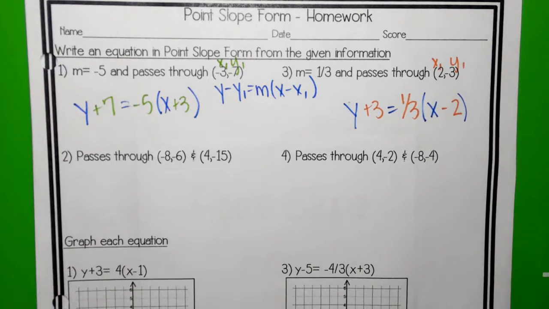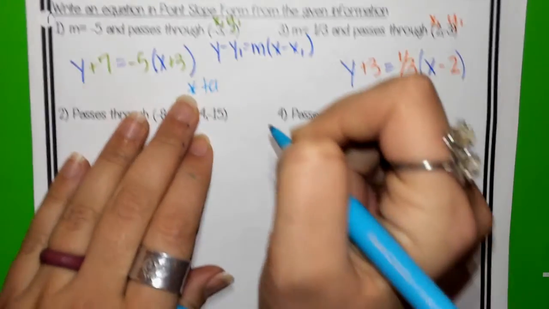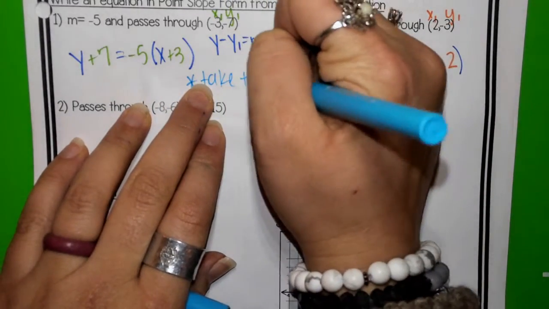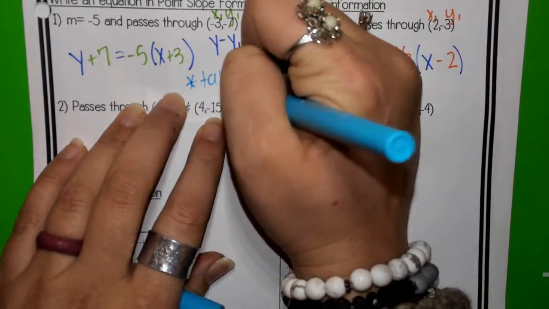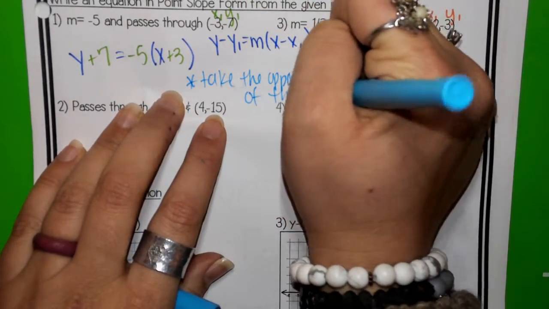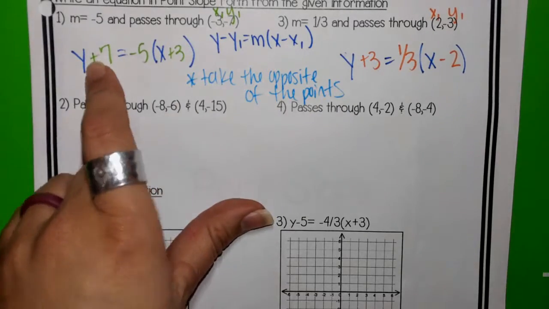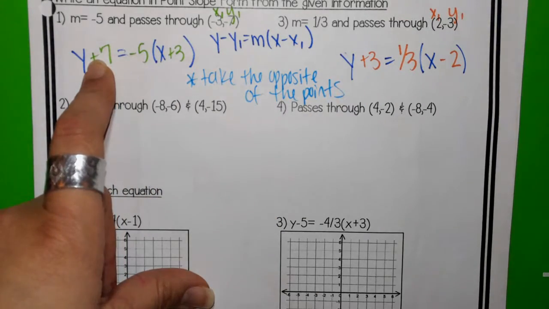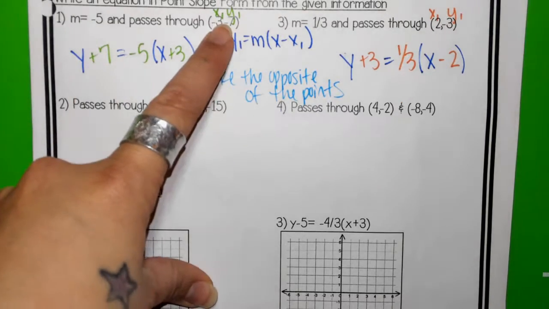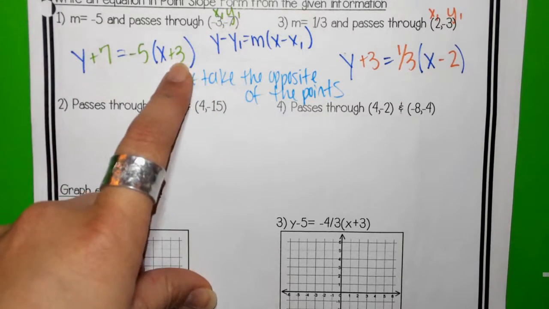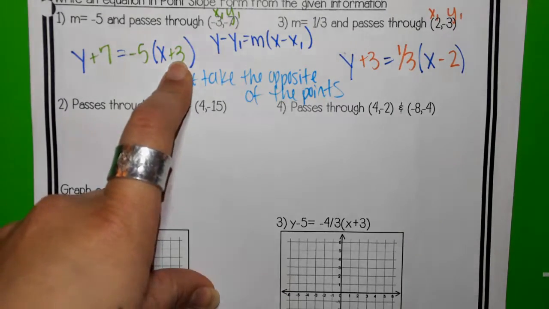All right, so let's make a note right here that says take the opposite of the points. So if I gave you a positive 3 and a positive 7, would this be a plus 7 or a minus 7? Minus. It would be a minus because we take the opposite, right? Yes. All right, if this was a positive 3, what would this be? Minus. A minus because we take the opposite.